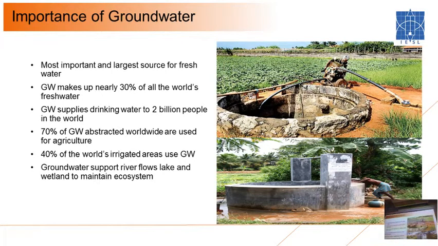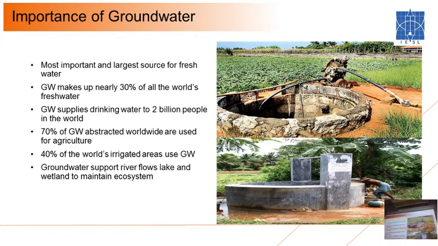Groundwater quality and quantities. Groundwater is the most important and the largest source of fresh water in the world, and it makes up nearly 30% of all the world's fresh water. Groundwater supplies drinking water to approximately 2 billion people in the world. 70% of groundwater extracted worldwide is used for agriculture, and 40% of the world's irrigated areas use groundwater. So you can see with these facts how important groundwater is.